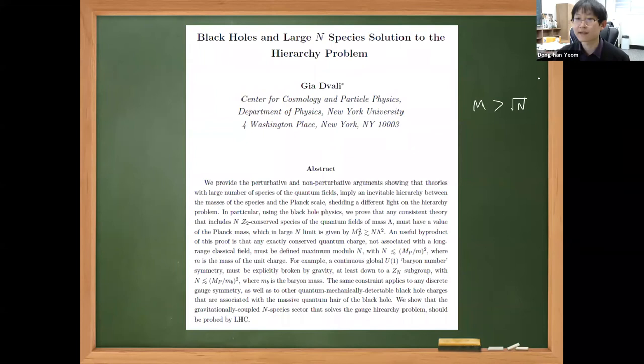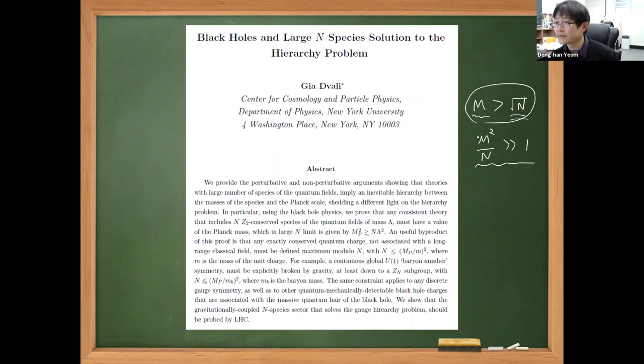So for the semi-classical black holes, M squared divided by N must be greater than 1. This is the correct semi-classicality condition. And because of this, in this paper, he introduced some comments that the mass cutoff is related to this capital N. I mean, M_P squared is related to N in some way. So this possibility was already discussed, and it has nothing to do with the black hole complementarity principle.